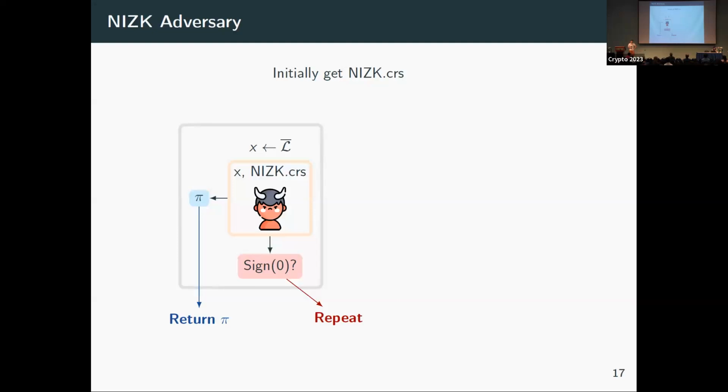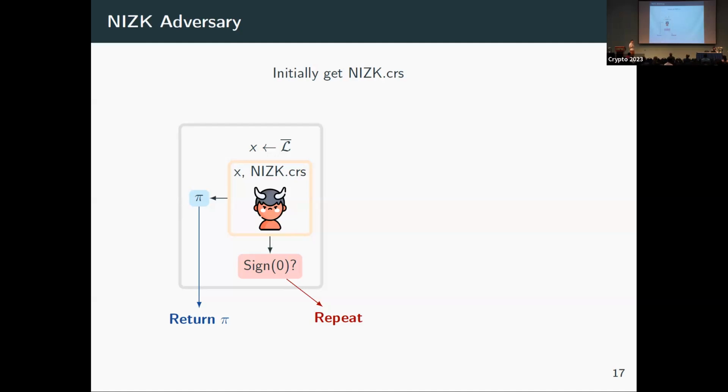So a first approach would be the following. Get our adversary that wants to break the soundness of NESIC, first get, of course, the NESIC CRS, and then he must come up with a false statement along with a proof that verifies it. So what he can do is first sample a false statement, and give this false statement and the NESIC CRS to the adversary that breaks signatures.